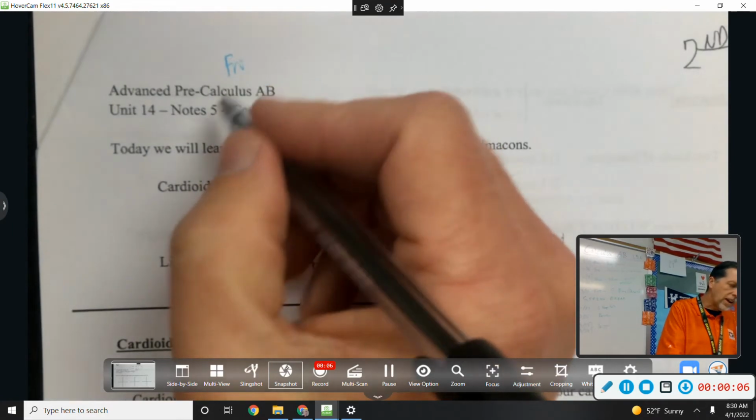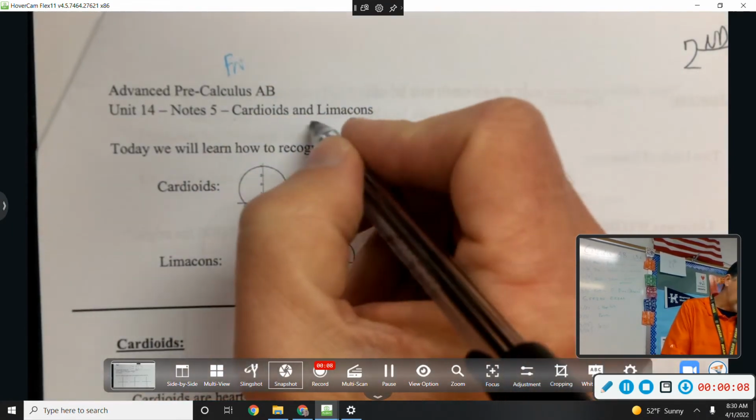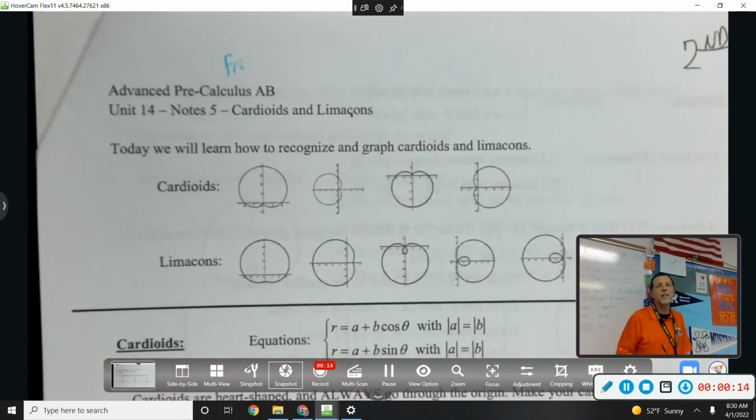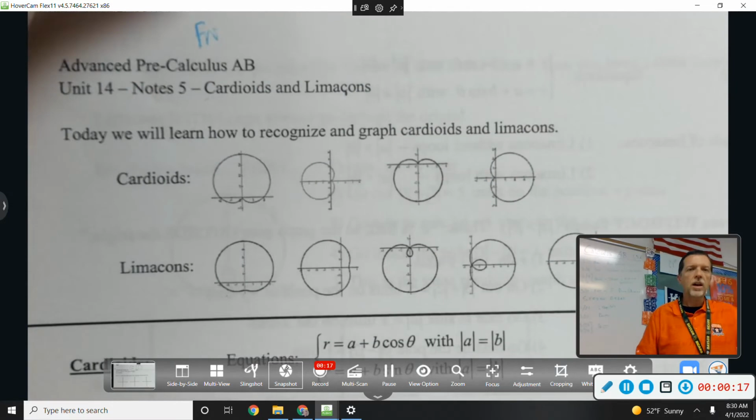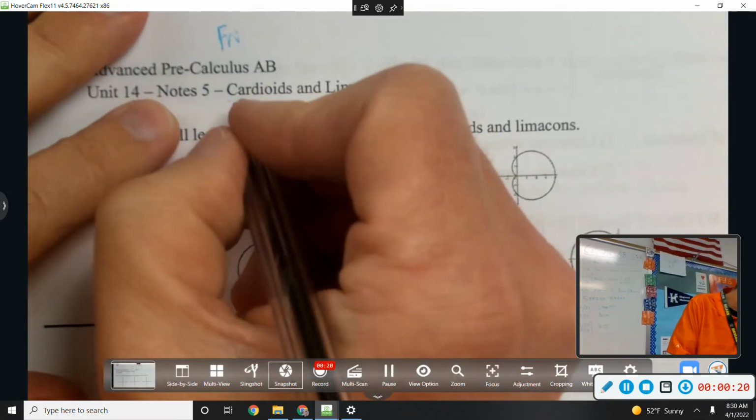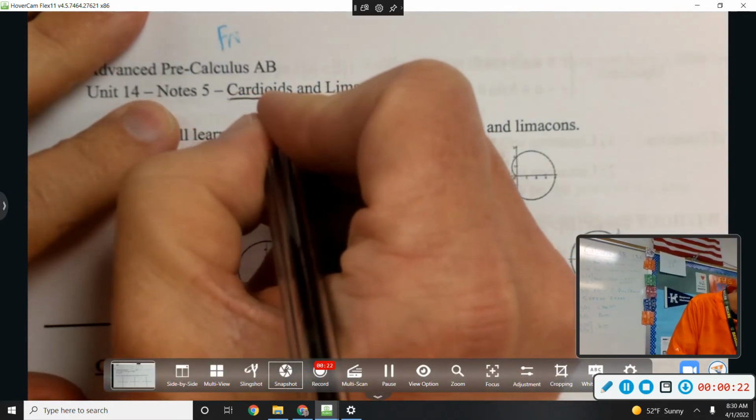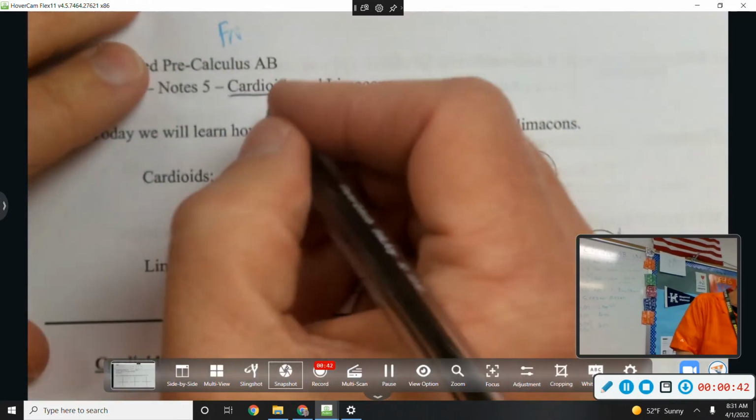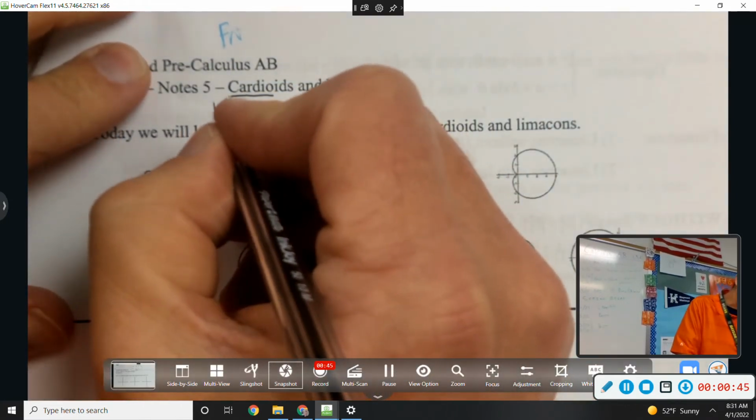So Friday, day 5, cardioids, and remember limacons, and it's not really a C, it's a C that has the little tail-looking thing on it. What do the first 6 letters of cardioids spell? Cardio. Okay, you guys are smart people. What does cardio mean? What's the basic word? Heart. Right, so in medical terminology, cardio is heart.